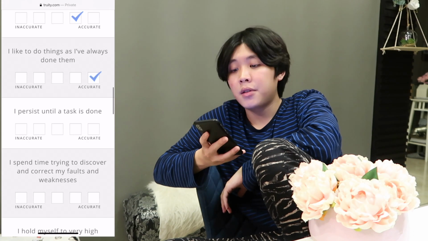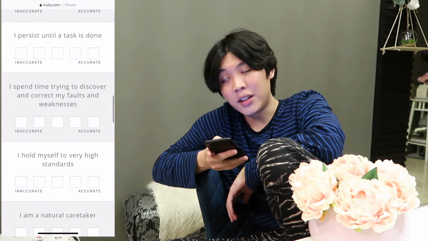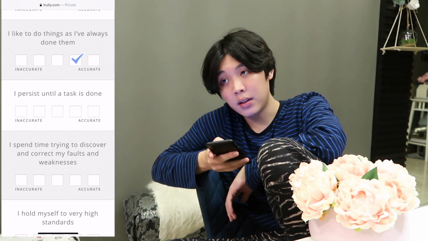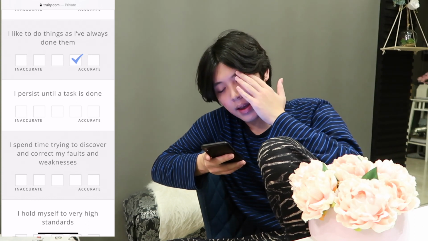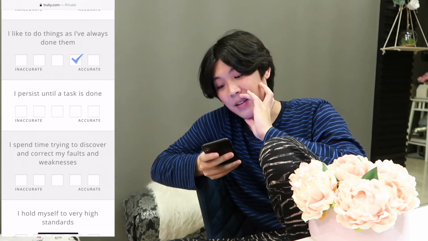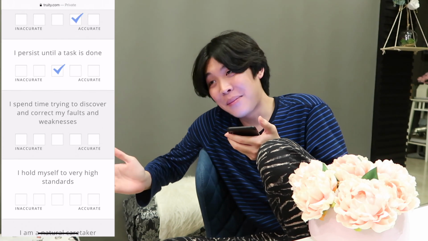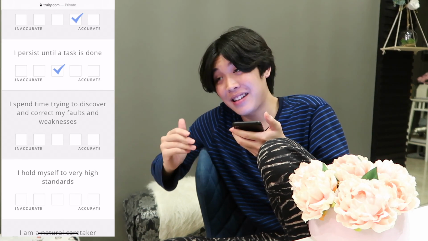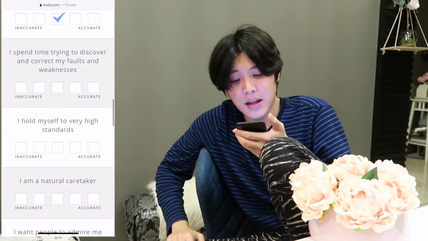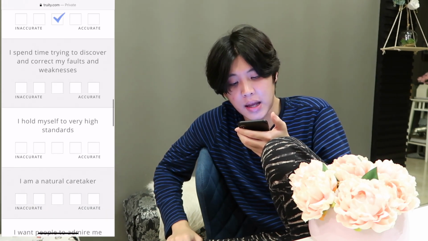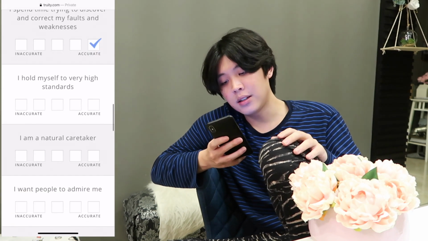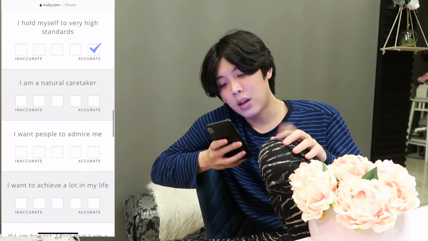So yeah, pretty much. I really love being in the comfort zone and just doing the same thing over and over again. I persist until a task is done. I'm gonna go with neutral for this, but most of the time I'm kind of able to achieve the task that I plan. I spend time trying to discover and correct my faults and weaknesses. 150%. I hold myself to very high standards. Yes. I'm a natural caretaker.